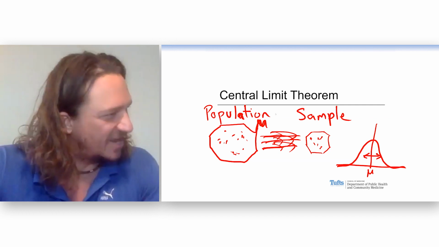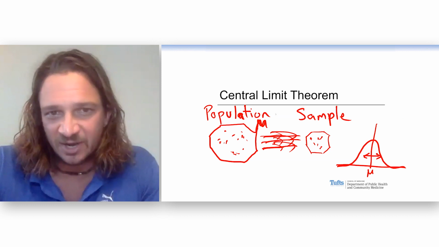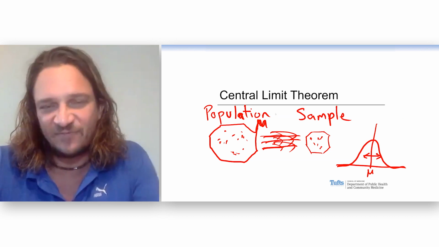I had a student say, why? Because I suck at science and it's not replicable? No, it's because you get a different mean each time.